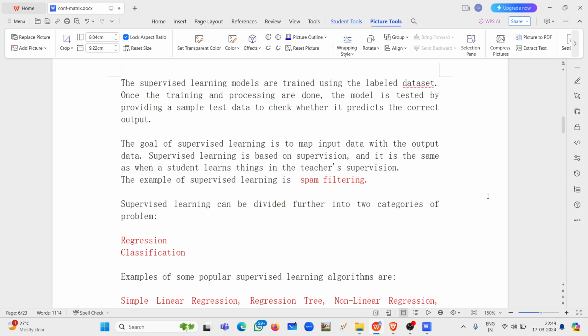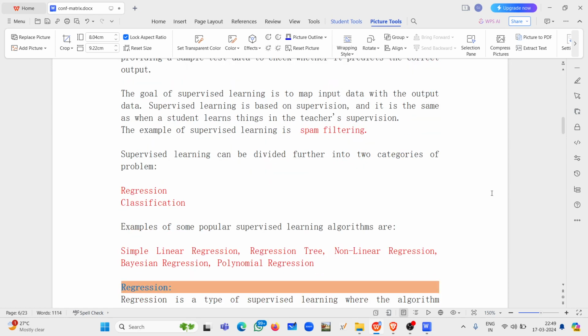Now in supervised learning, our aim is to map input data to output data, and it is based on supervision, the same as a student learning under a teacher's supervision in the class. Take an example of supervised learning, for example spam filtering: a mail is coming, and you can check whether it is spam or not. Supervised learning can be divided further into 2 categories: one is regression, the second is classification.